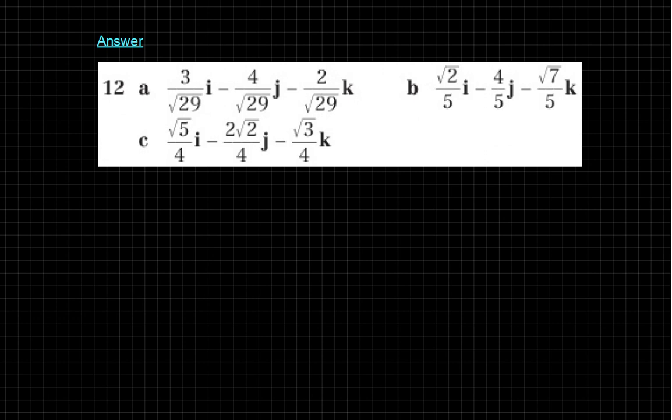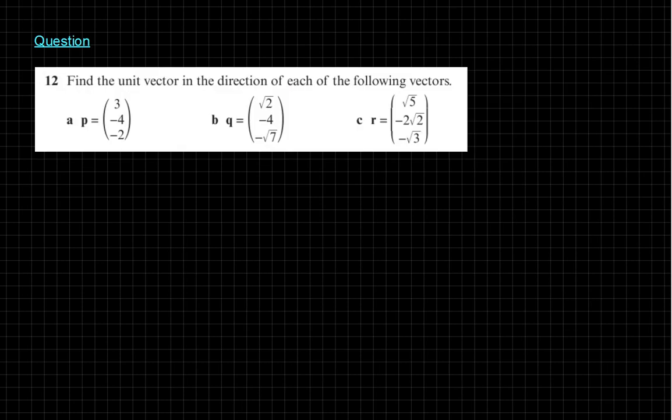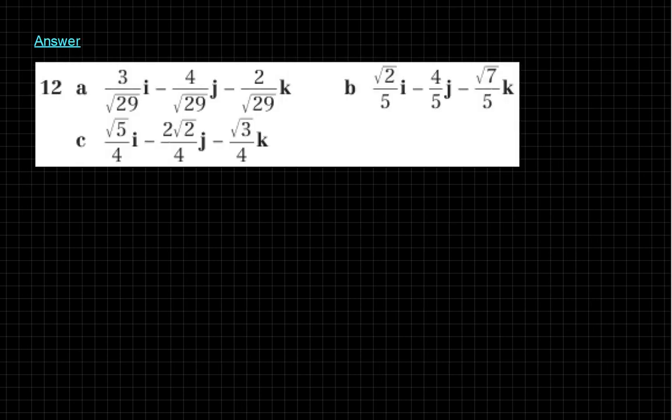Slightly unwieldy numbers. For example, part A, I would have personally written that as 1 over root 29 bracket and then 3i minus 4j minus 2k. I'm sure you can get away with that. It seems unreasonable to not be able to write it in that sense. And likewise for B and C, you can take out a factor of a fifth and a factor of a quarter and just write it on the outside with a very large bracket surrounding the rest.